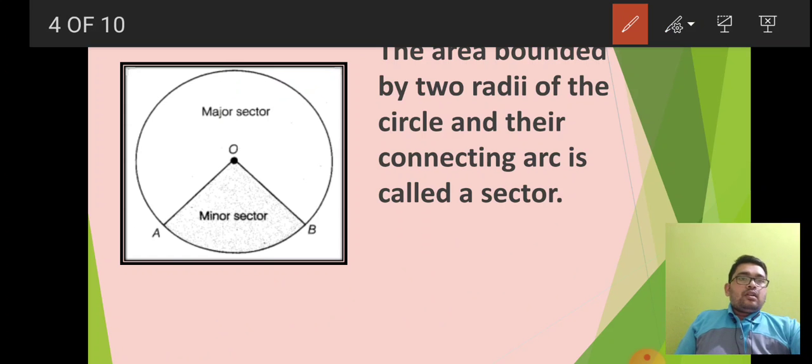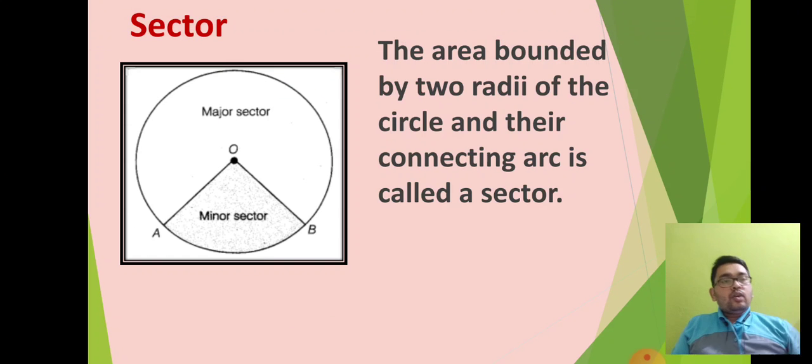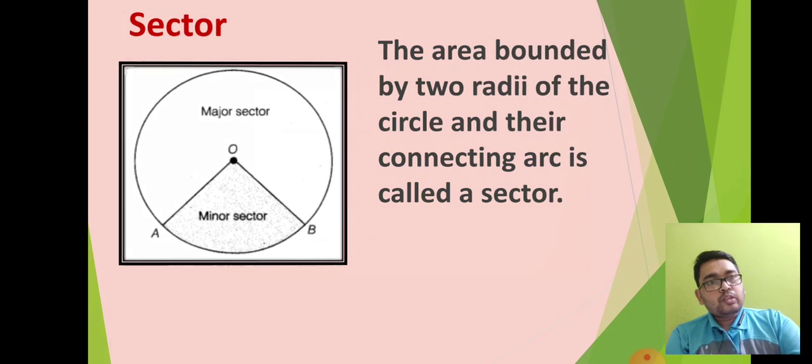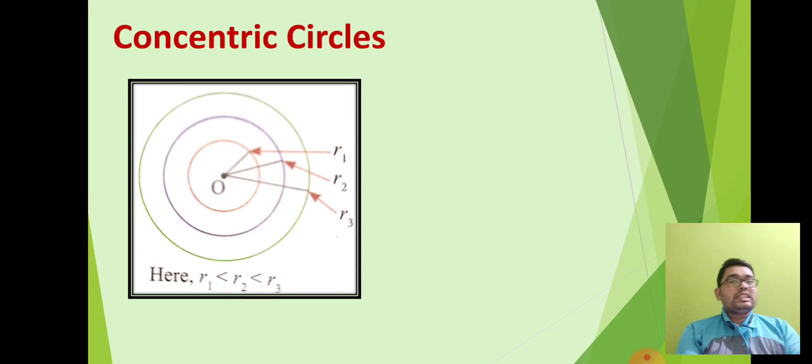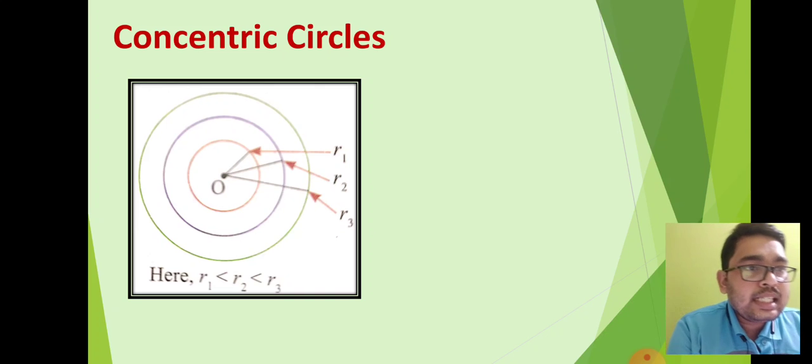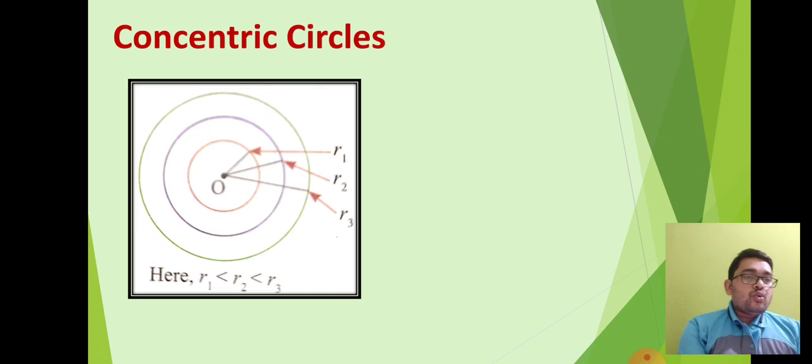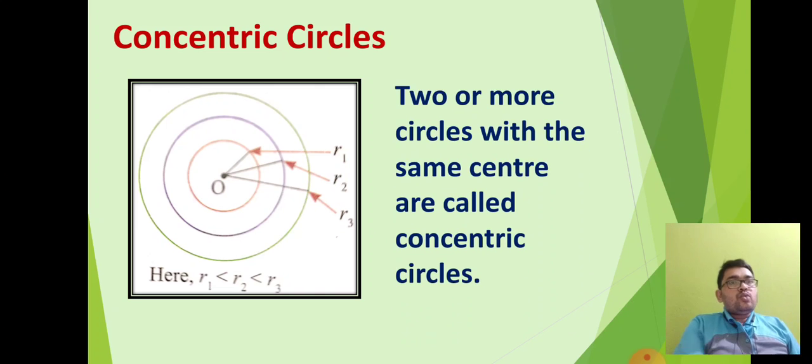Now, sector I have already explained. The next part which I am going to explain is the concentric circle. By the name only you can understand concentric circles. Two or more circles, minimum two circles, having the same center are called concentric circles.